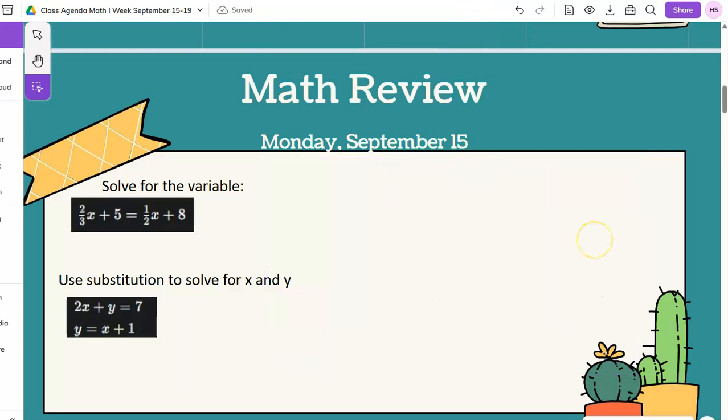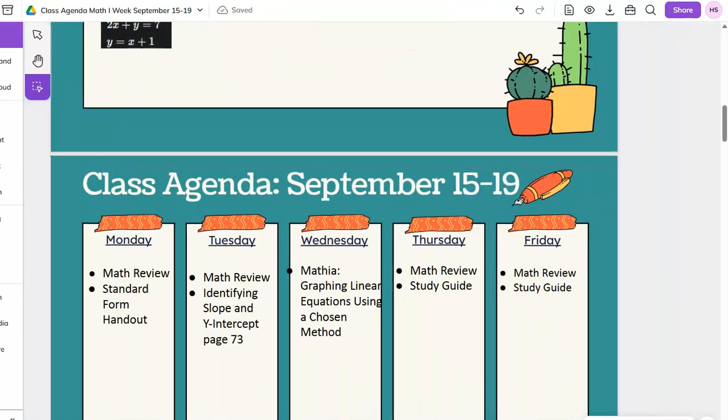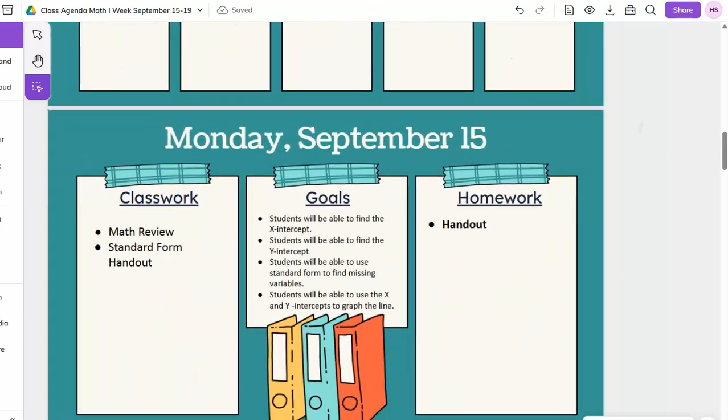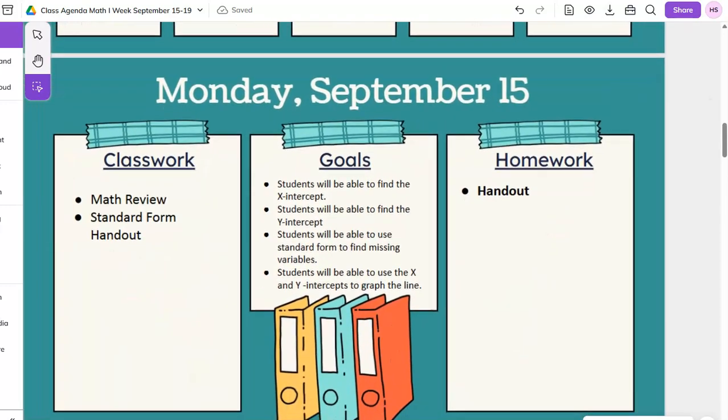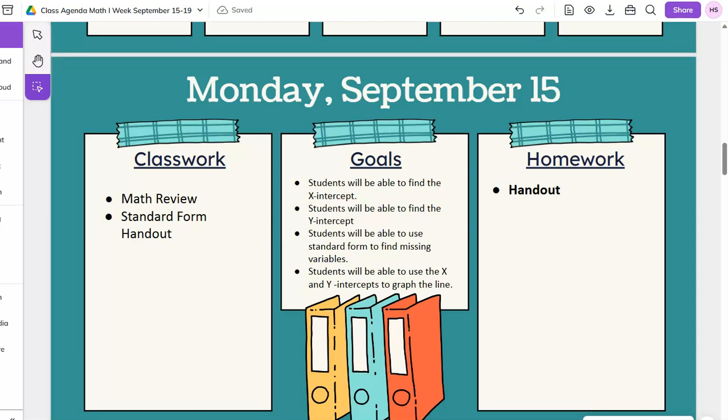Okay, our agenda today is, we did math review, and we're going to do a standard form handout. We're going to review. Remember that you have your exam. Clearly I wasn't here today, so I'll check your study guide tomorrow.